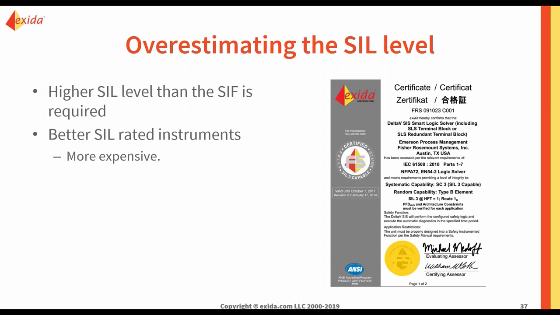And if you need to have higher systematic capability equipment, for example, SC3 for the systematic capability, you're definitely going to be buying more and more expensive equipment, because it's much more difficult for the audit process, with an increased number of things to be audited when you try to achieve that particular systematic capability.